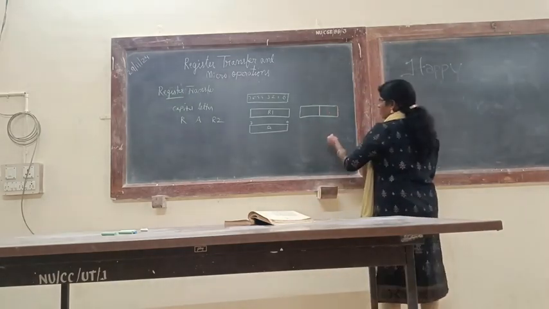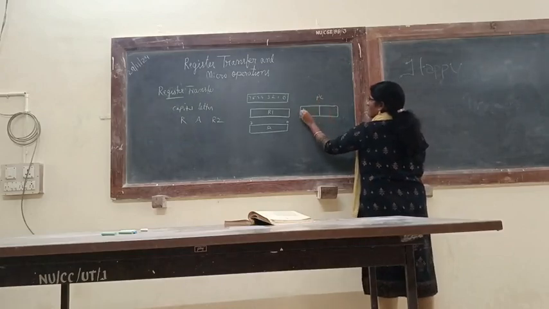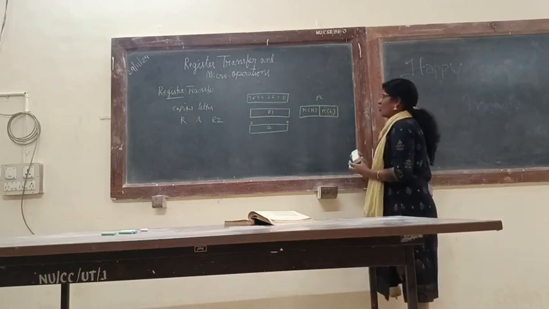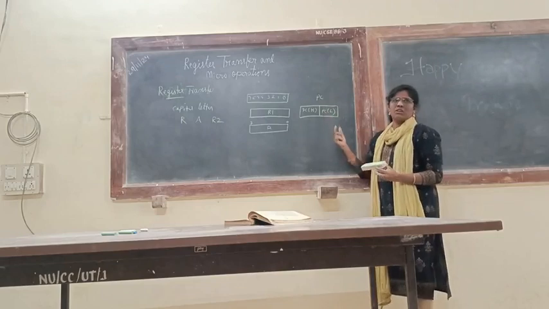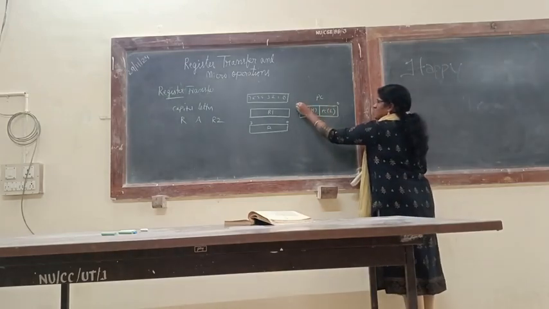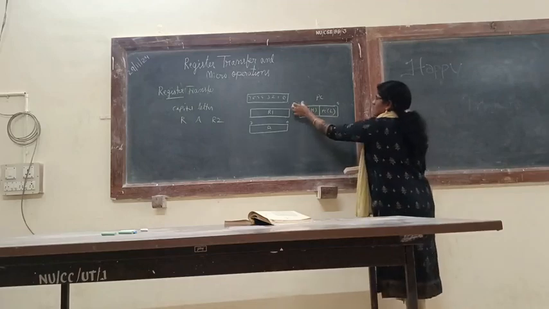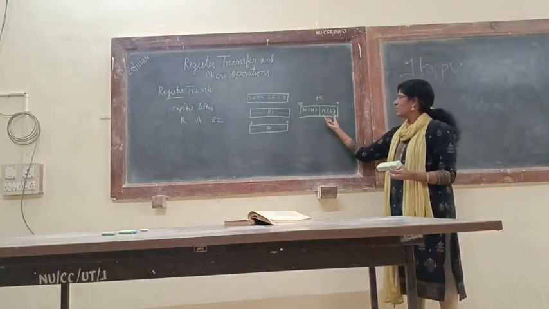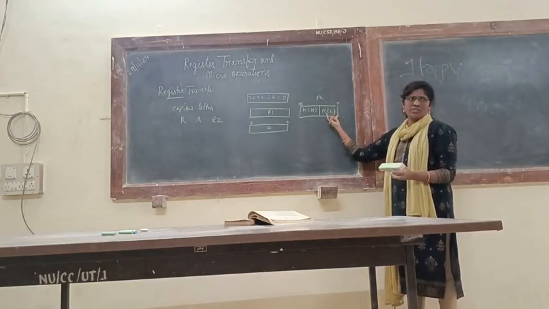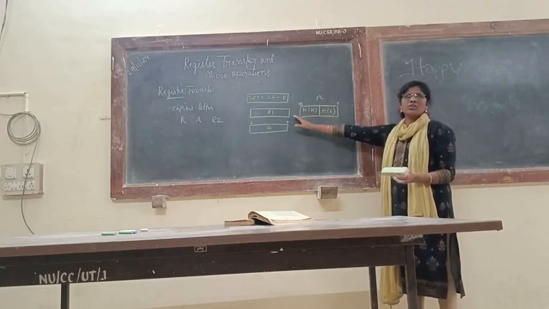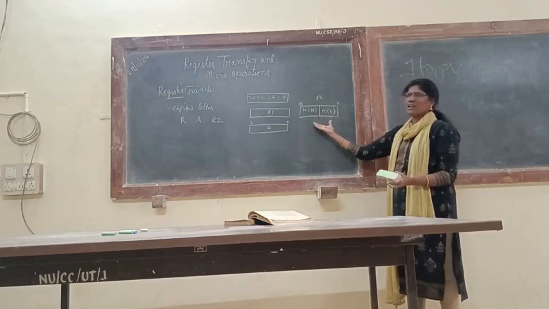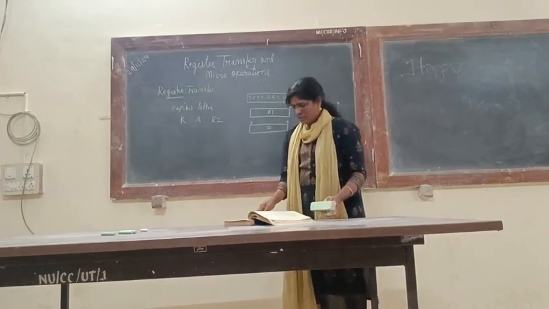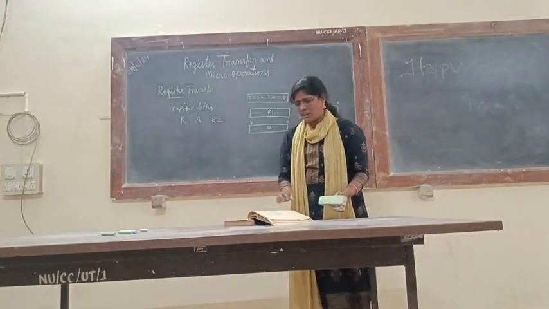Sometimes we can represent a register like this. Suppose this register name is PC. Now we can write PC(H) and PC(L), the lower order bits. Suppose it is 0 to 15, which means it is a 16-bit register. Lower order means 0 to 7 bits, higher order means 8 to 15 bits. A register can also be represented like this, and also we can represent the register values.